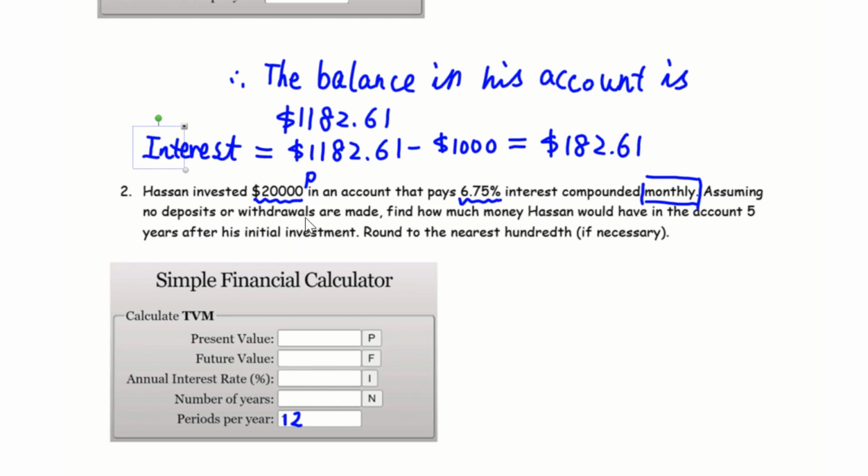Assuming no deposits and no withdrawals, after 5 years, we are going to put these numbers into the TVM solver accordingly. So 20,000, no comma, no dollar sign. Then the interest is 6.75 without the percentage. Number of years is 5. Then we press future value, and it will give you the balance in the account after 5 years. So this is what we are going to do.